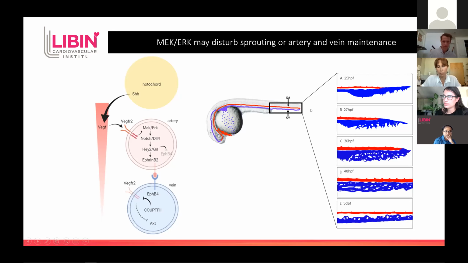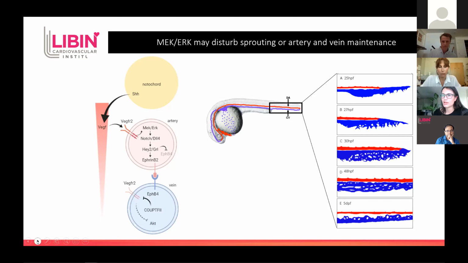The second hypothesis is that this vessel bed where we see the malformation forming is an active bed of sprouting vessels at the time point where the AVM forms. And we know MEK-ERK signaling is important in artery and vein sprouting. And so perhaps if there's an upregulation of MEK-ERK, the vessels are overly sprouting, and maybe they'll form that malformation.